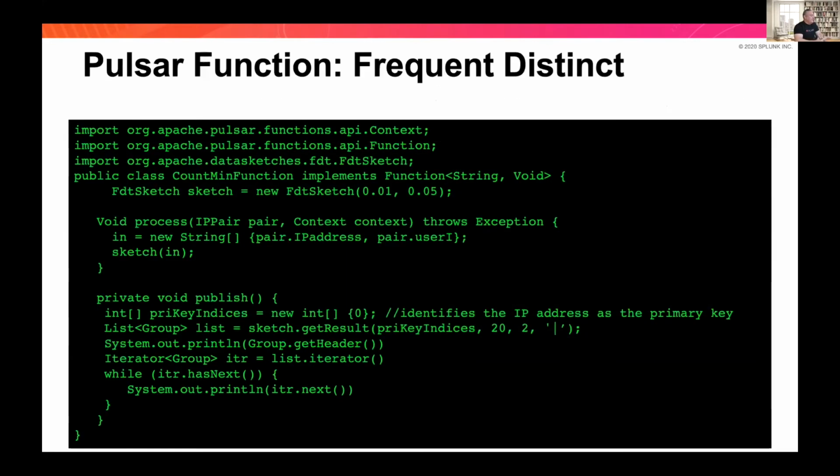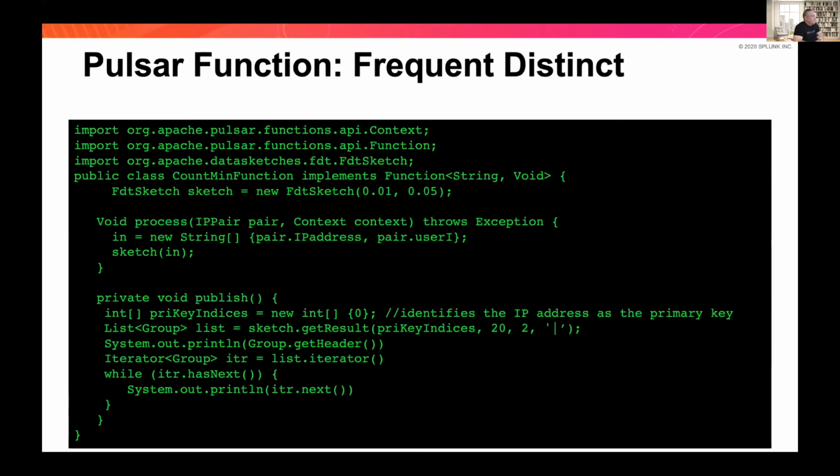Again, leaning on the library quite heavily. The way to do that is quite simple. You create the sketch within there, and I would definitely say refer to the documentation for what these individual parameters mean when you're constructing it. But basically, it has to do with the volume and how accurate you want the sketch to be. And then when an IP pair comes in, you basically just add that value.